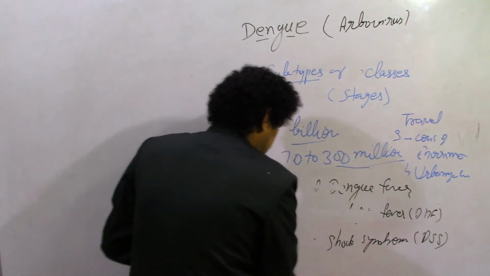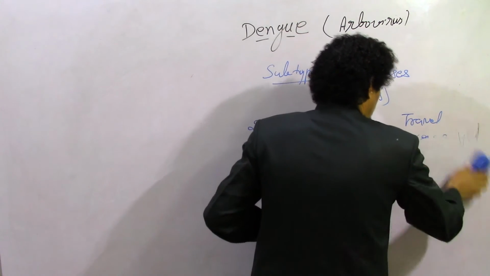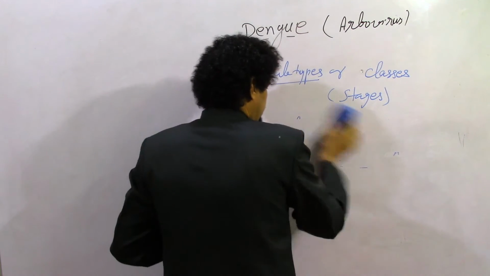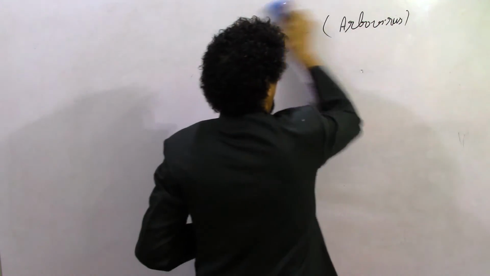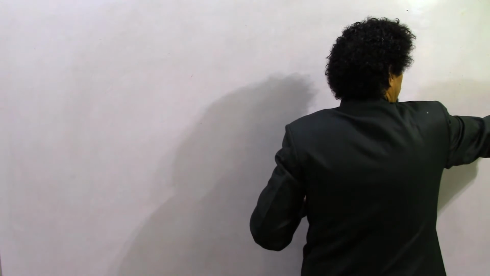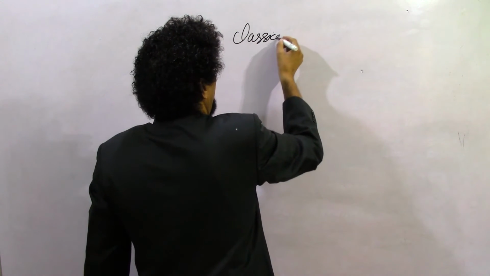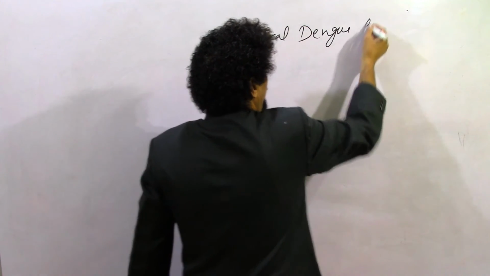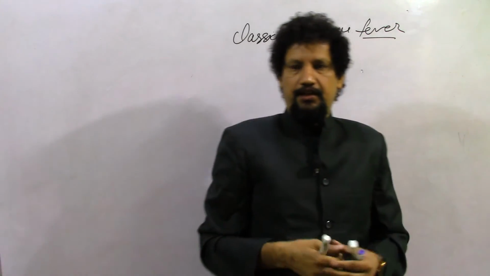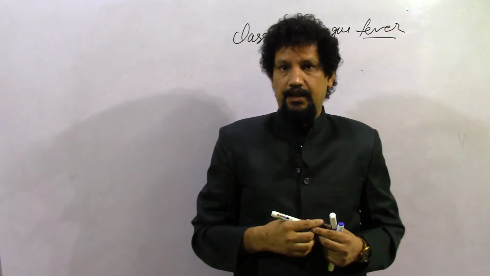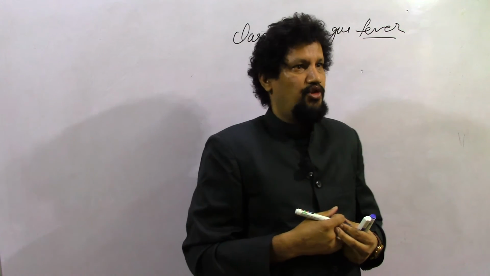First of all, I will talk about classical dengue fever. It may start with prodromal symptoms like conjunctivitis, retroorbital pain, headache, cough, coryza, malaise and prostration.